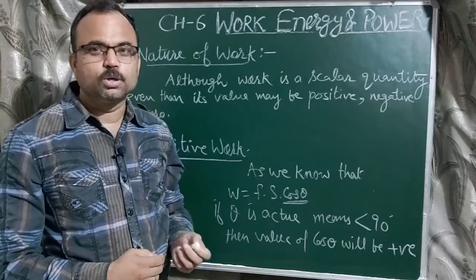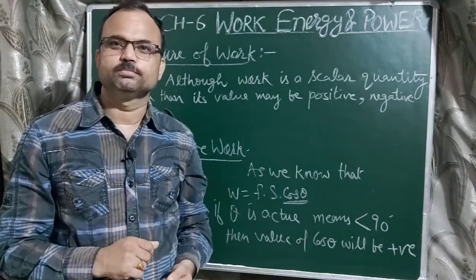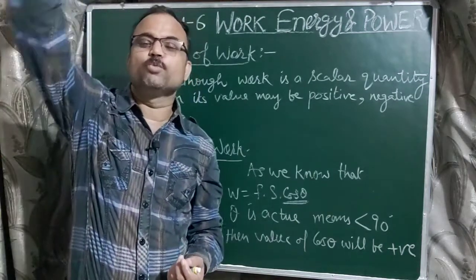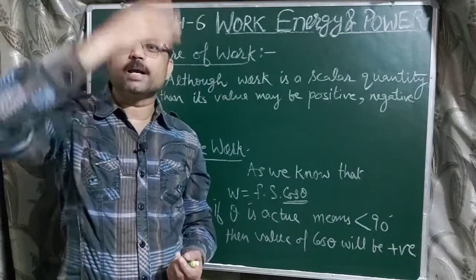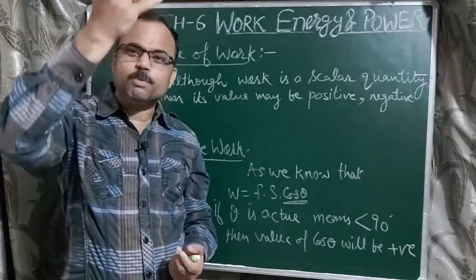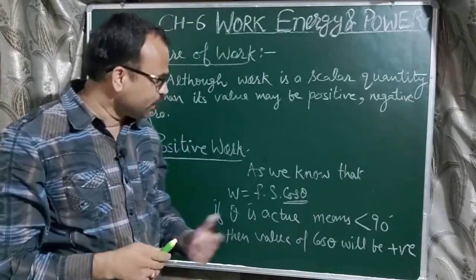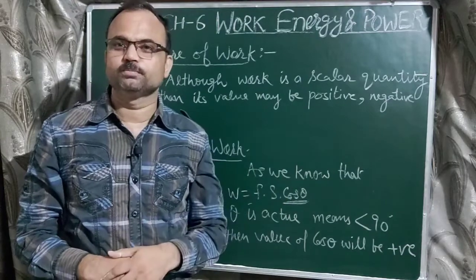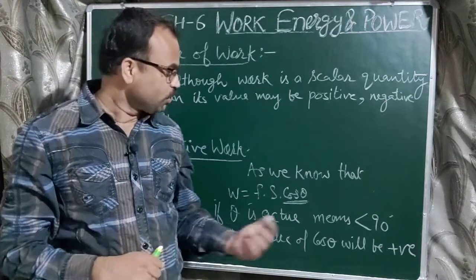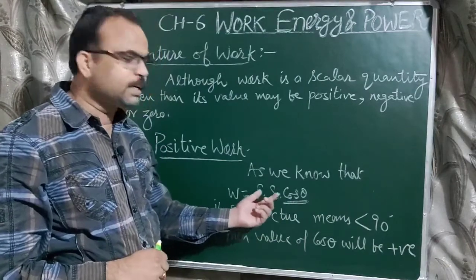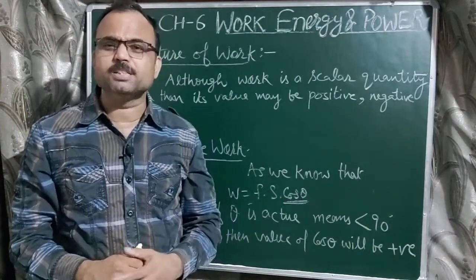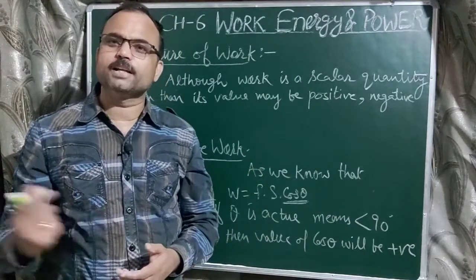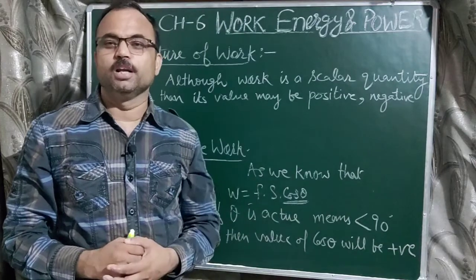Suppose we throw a body upward, then gravitational force acts downward but displacement is upward. So force and displacement are in opposite direction. It means the angle between force and displacement is 180, and the value of cos 180 is -1. Means work done will be negative, because when angle between force and displacement is obtuse, means greater than 90, the value of cos theta will always be negative. In that case, work done will be negative.